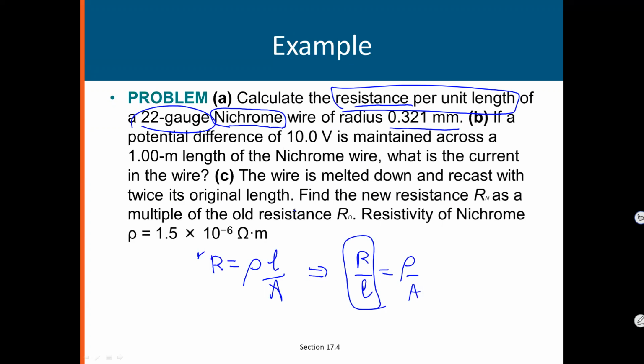Resistance per unit length means R divided by L. So we don't care what the length is. We just want the resistance per unit length. In other words, we are asked to find R divided by L. I brought the L to this side, so we can say the resistance per unit length is equal to resistivity divided by area. So I can now solve the equation because the resistivity is given at the end. For the nichrome wire, this is the resistivity. It is given at the end of the question. So I can substitute that.